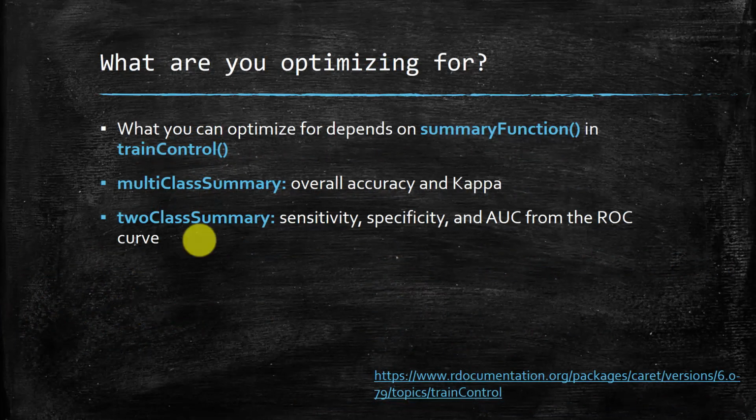So what are you optimizing for? Again, that depends on what it is you're mapping. What you can summarize for depends on the summary function and the train control, so what's available there. For a multi-class summary, like a land cover classification, you can generally optimize for overall accuracy or for the corrected kappa, which is chance adjusted. If you're doing a two-class summary, you can use sensitivity, specificity, or the AUC value from the ROC curve. That might be useful if you're trying to look at more of a probabilistic output.